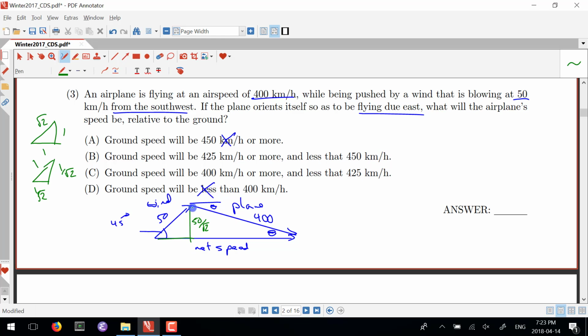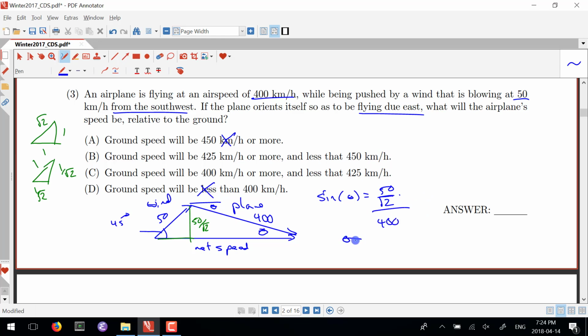That vertical component is what the plane has to fight, and so we know that the plane, even though it's going at 400 kilometers an hour, is not doing that due east. It has to go a bit south to counterbalance the 50 over root 2 here. So we have a nice triangle arrangement. Let's make this theta a little tidier looking. We have the opposite over hypotenuse, that'd be sine. Sine of theta will be 50 over root 2 over 400.